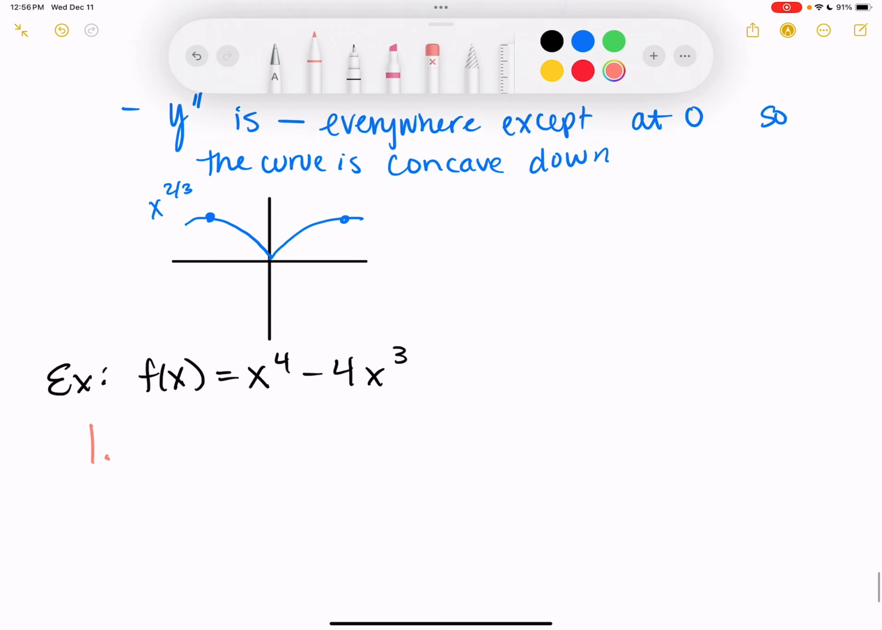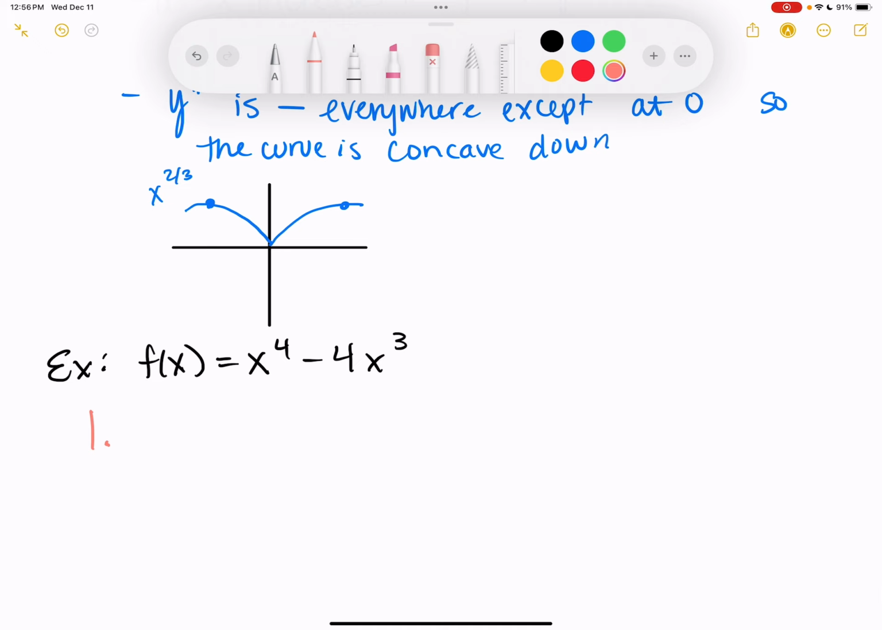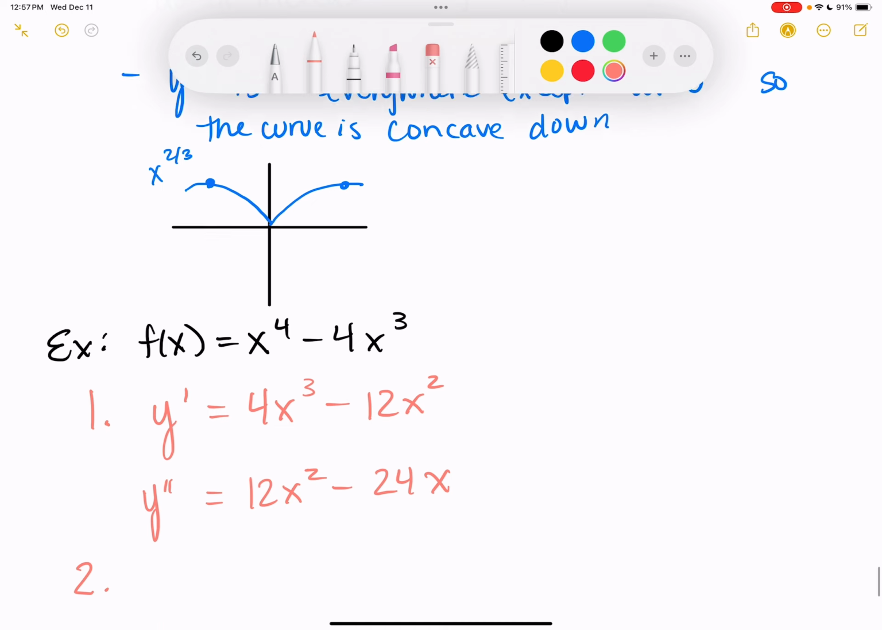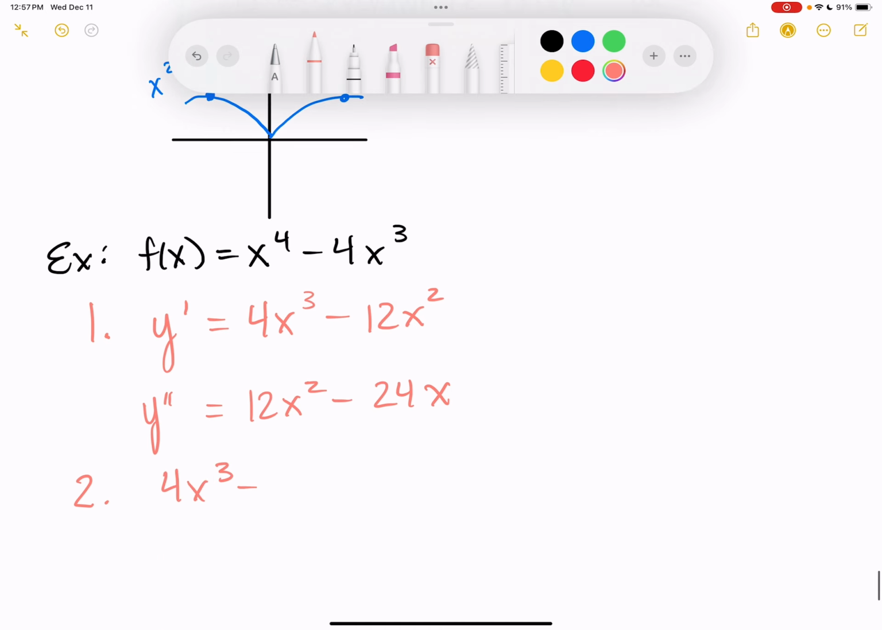All right, so step 1. We find y prime and y double prime. What is y prime? 4x to the 3rd minus 12x squared. Yep. And what about y double prime? 12x squared minus 24x. Beautiful. So now we take the first derivative and we set it equal to 0. That would be step 2. So we would do 4x cubed minus 12x squared is equal to 0.